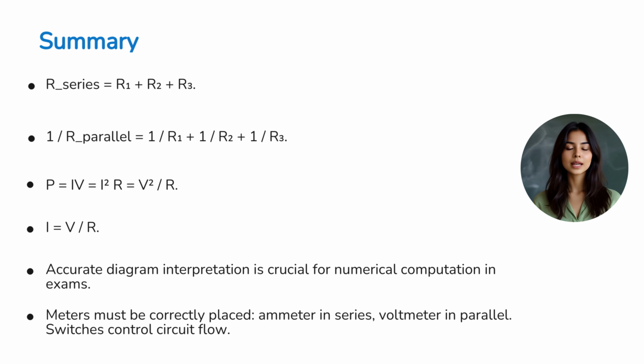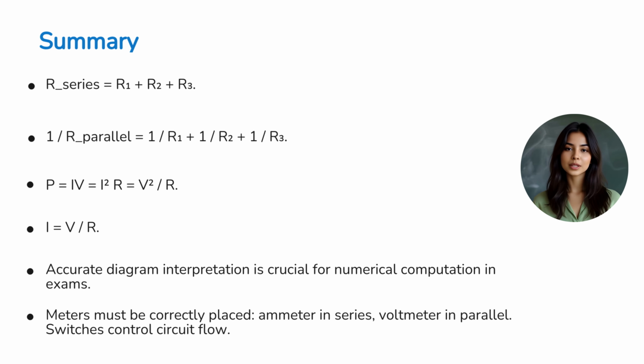To wrap up, let's quickly review the key takeaways. In series circuits, the total resistance is just the sum of all resistances. R series equals R1 plus R2 plus R3. In parallel circuits, the equivalent resistance is less than any individual resistance, calculated as 1 divided by R parallel equals 1 divided by R1 plus 1 divided by R2 plus 1 divided by R3.